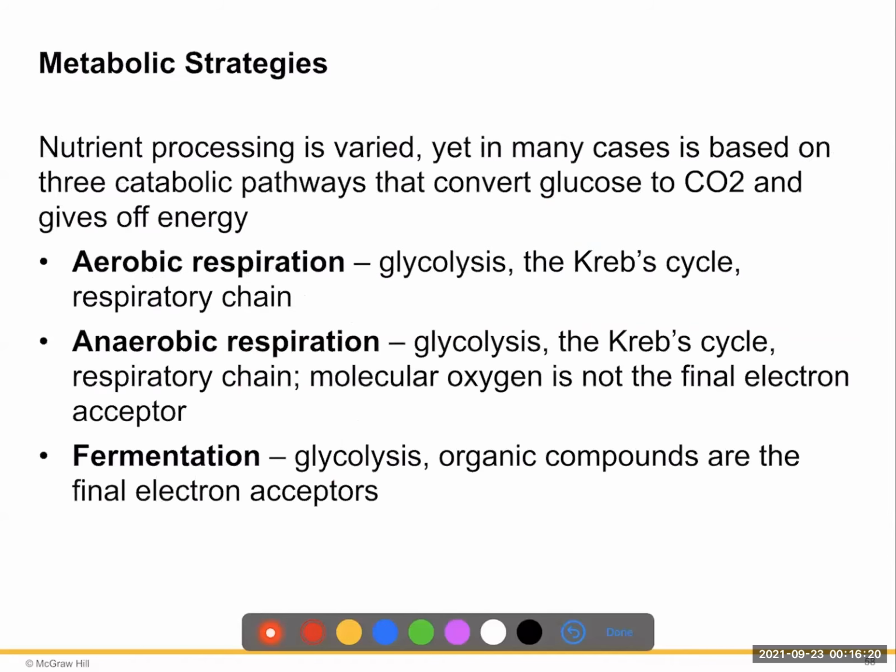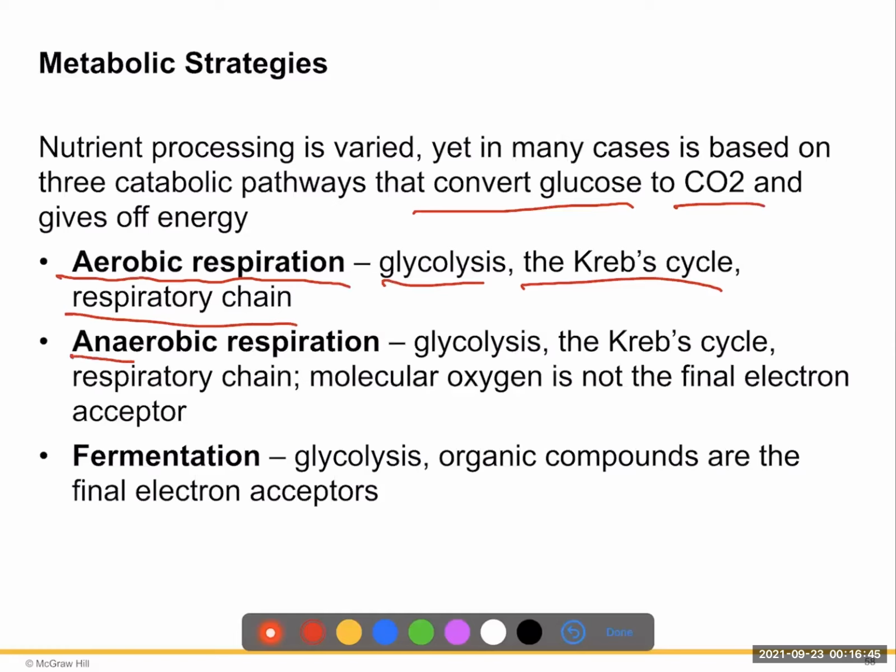Okay. So nutrient processing is varied. It's based on the three catabolic pathways, which convert glucose to carbon dioxide and water. So we're converting glucose to CO2. That's our carbon source. And we're giving off energy, making ATP in the meantime. So aerobic respiration is in the presence of oxygen. We have glycolysis, the Krebs cycle, and the respiratory chain, those three steps.